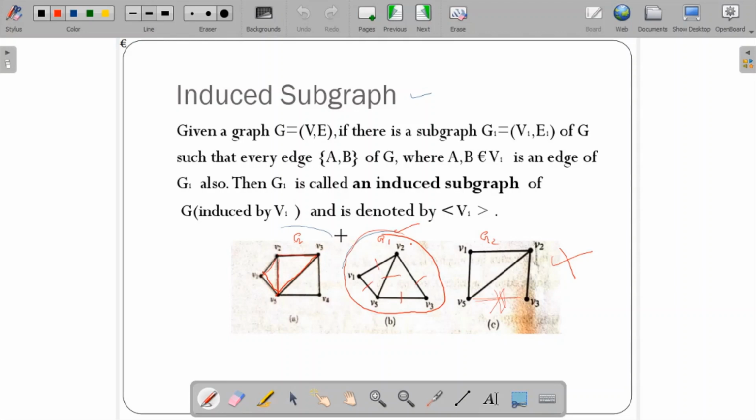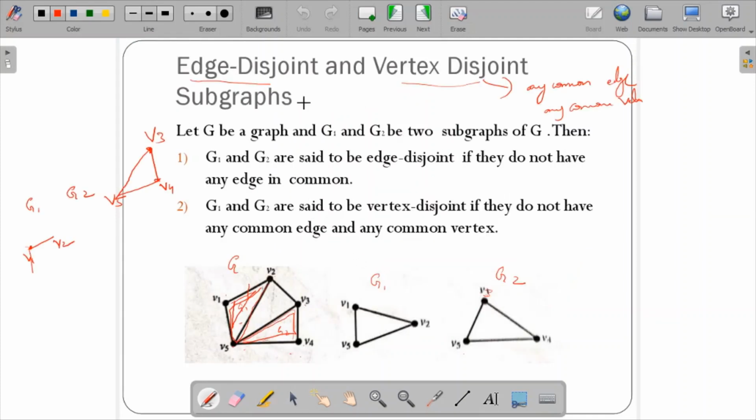Induced subgraph, as I told, whatever vertices of the main graph you take, the corresponding edges should be there, then it is an induced subgraph. G1 and G2 are said to be edge disjoint if they do not have any edge in common, and vertex disjoint if they do not have any common edge as well as any common vertex. So these are the basic definitions. Based on this, we'll solve the problems in the next slide.